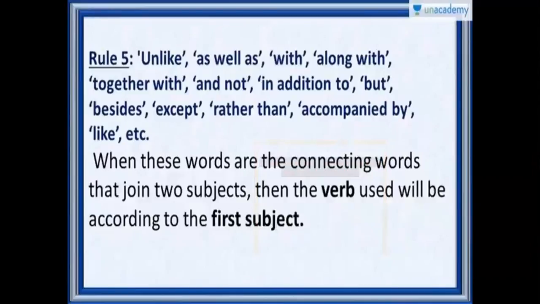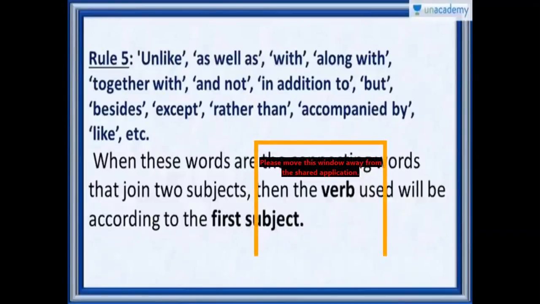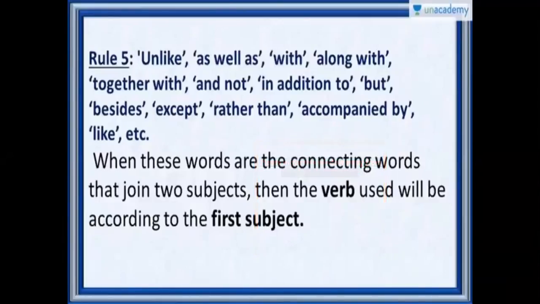He as well as his friends are in the party. Is in the party. Why is "is" correct? Can you tell me? First is singular. You should remember all these words first of all: unlike, as well as, with, not, in addition to, but, besides, except. Any one of the words from this list, when it is accompanied by two subjects, the verb will agree with the first subject.